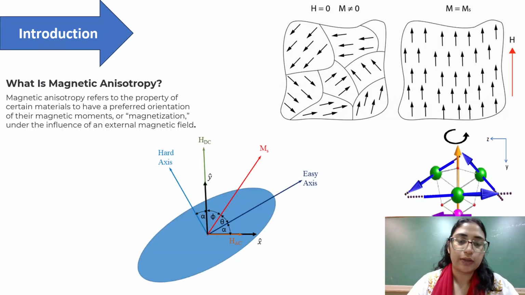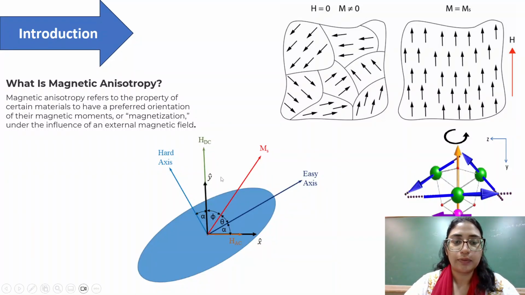Anisotropy is any kind of behavior that is related to direction. When we talk about magnetic anisotropy, it is any property of a material which involves the magnetic moments or the magnetization under the influence of an external magnetic field. Because of this external magnetic field, the atoms or the magnetic moments align themselves in a preferred orientation where it is easy to align them.